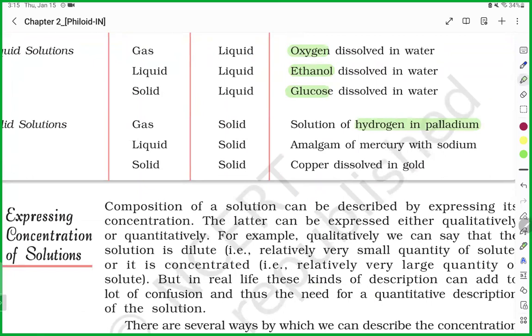Liquid in solid, amalgam of mercury and sodium. Jordan, where do we have this amalgam of sodium and mercury? Jordan, where do we have mercury and sodium amalgam? He is not there. Okay. Anvita, sodium and mercury amalgam. Do we have it in Wolff-Kishner? No, no, not Wolff-Kishner. Clemmensen reduction. Yes, correct.